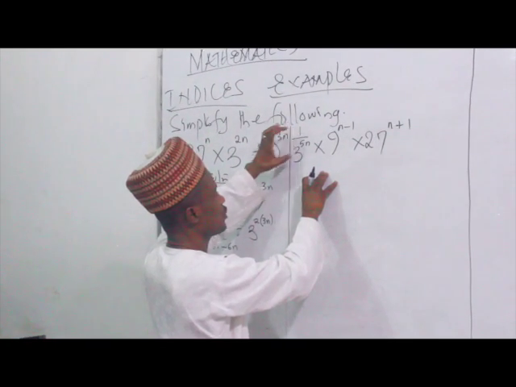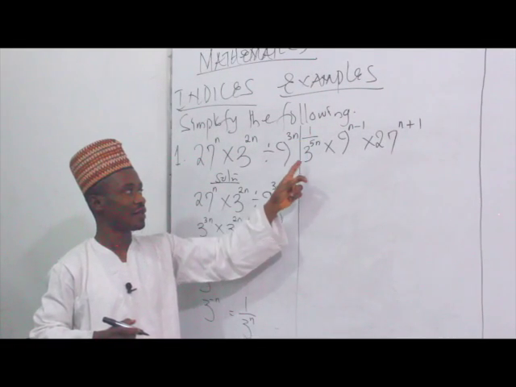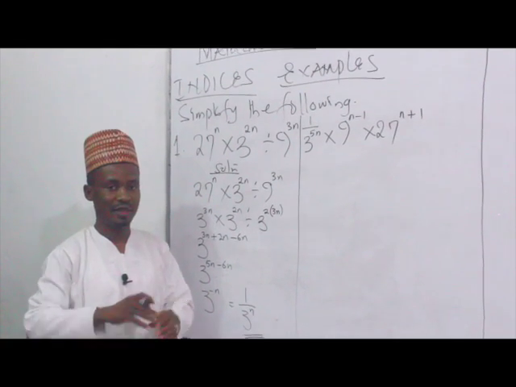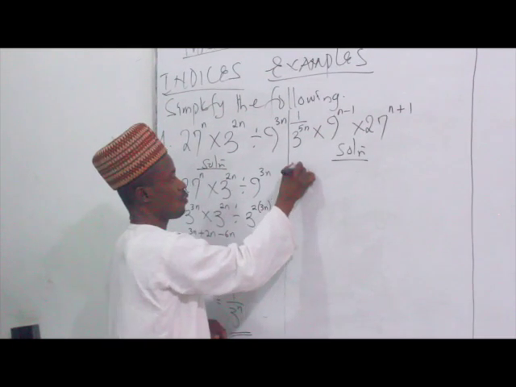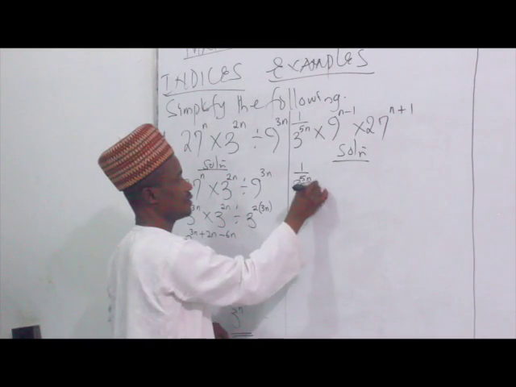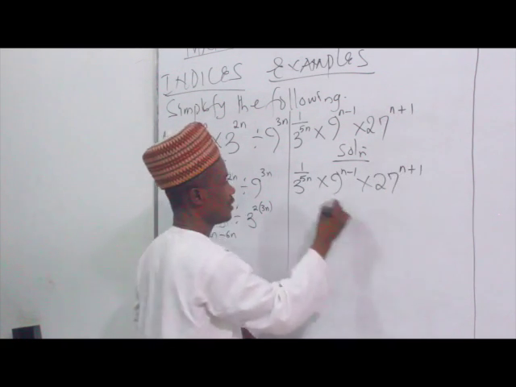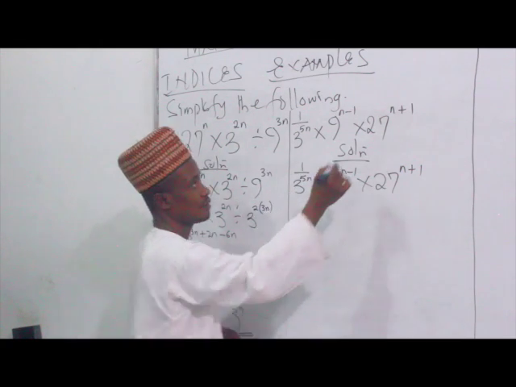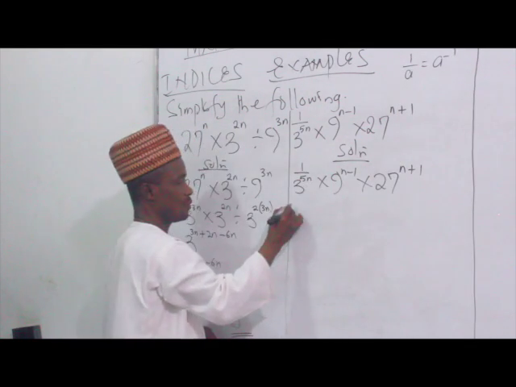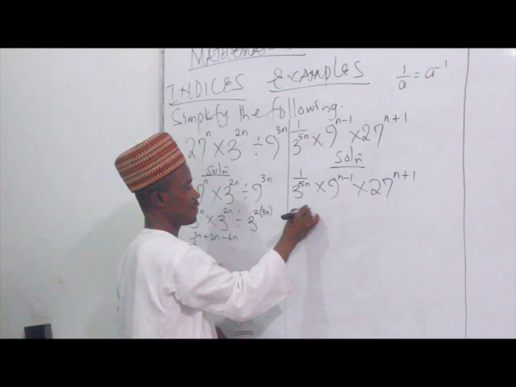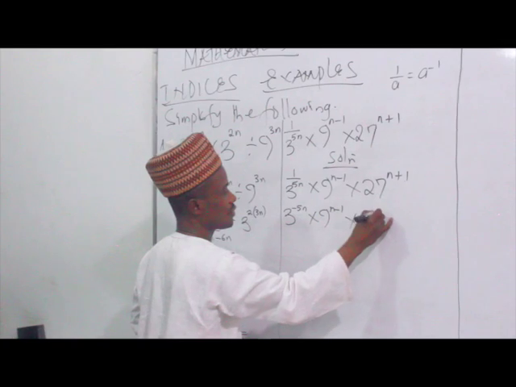So the first mark will be given to a student that can express 1 over 3 raised to the power of 5n as a negative index. So the solution comes here this way. 1 over 3 raised to the power of 5n times 9 raised to the power of n minus 1 times 27 raised to the power of n plus 1. So 1 over a in indices is the same as a raised to the power minus 1. So this would be 3 raised to the power of minus 5n times 9 raised to the power of n minus 1 times 27 raised to the power of n plus 1.